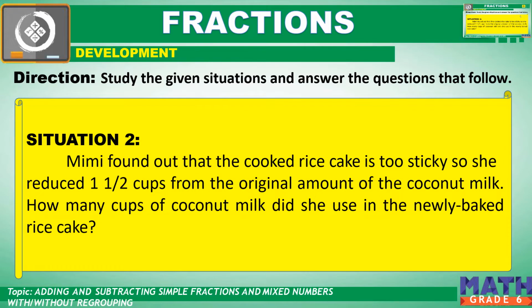And situation number 2. Direction. Study the given situation and answer the question that follows. Mimi found out that the cooked rice cake is too sticky, so she reduced 1 and 1/2 cups from the original amount of the coconut milk. How many cups of coconut milk did she use in the newly baked rice cake?